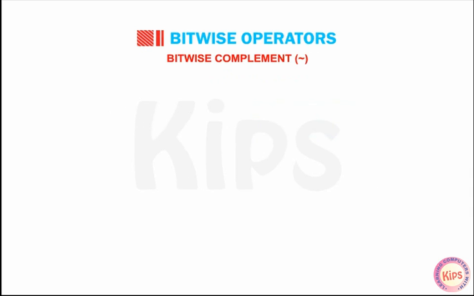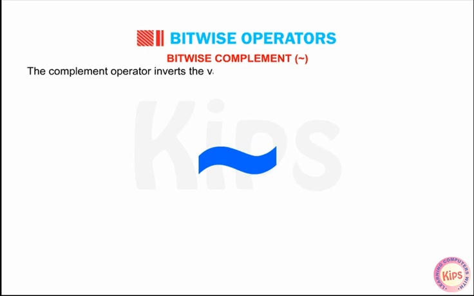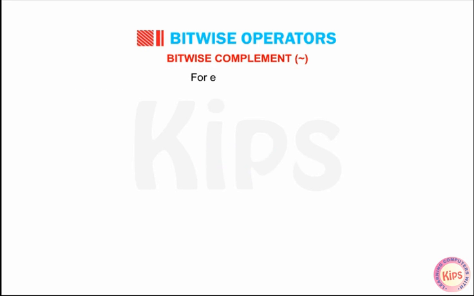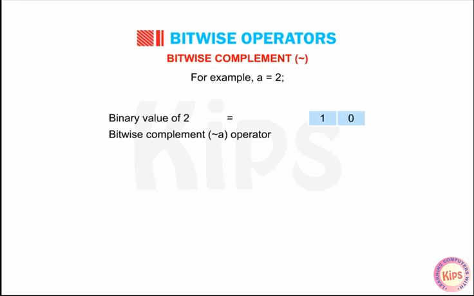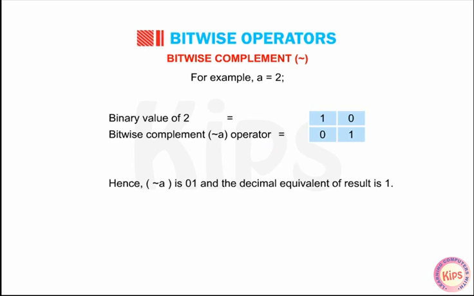Bitwise complement. This is a unary operator. The complement operator inverts the value of each bit in an operand. That is, if the operand bit is 1, the result will be 0. For example, A equals 2; binary value of 2 is 1, 0. Bitwise complement operation gives 0, 1. Hence, bitwise complement of A is 0, 1 and the decimal equivalent of the result is 1.